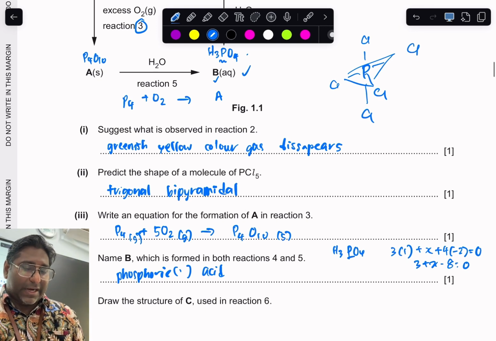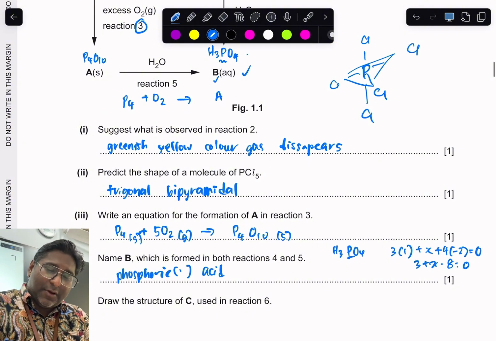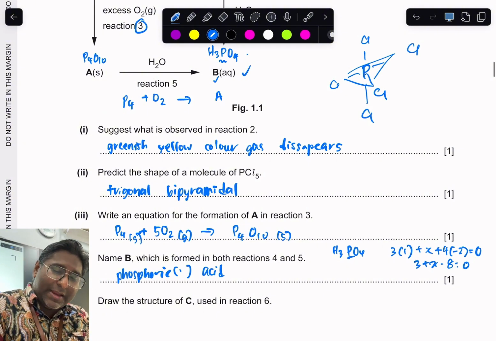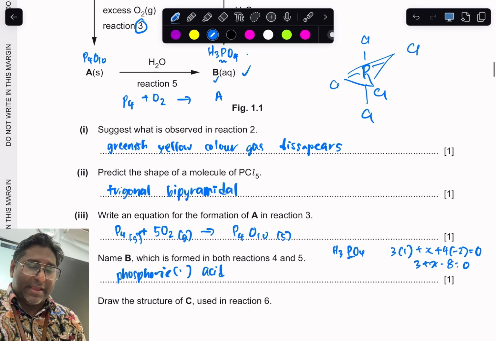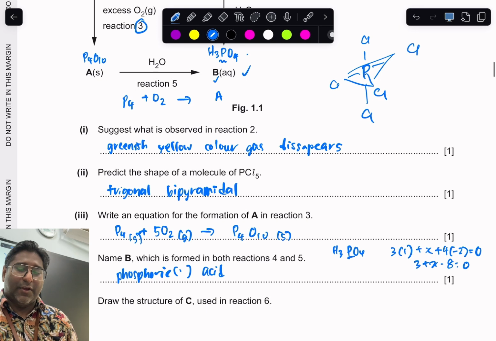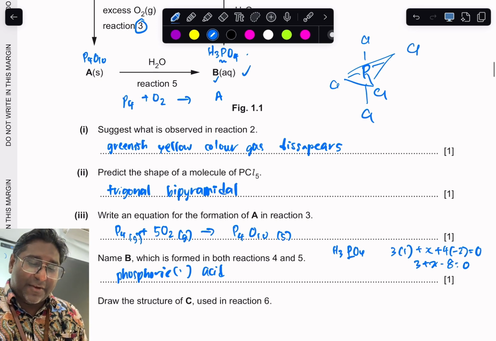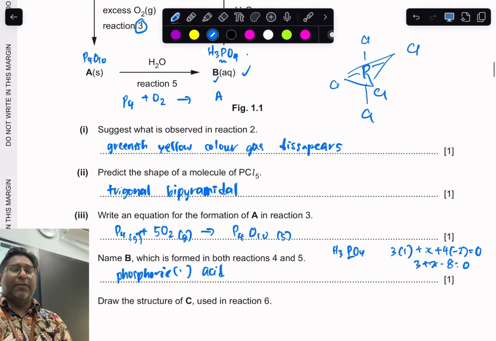Now draw the structure of C used in reaction 6. So we want to know what is C. In this case, you have PCl5 reacting with something that gives you this. You can see there are 2 carbons there. Sorry, it is PCl5, yeah, correct. PCl5 reacting with something to give you this. So what reacts with PCl5?